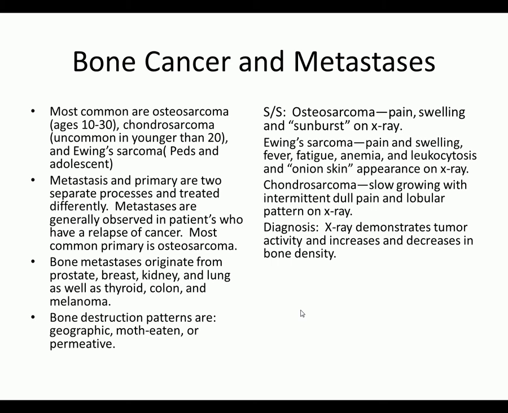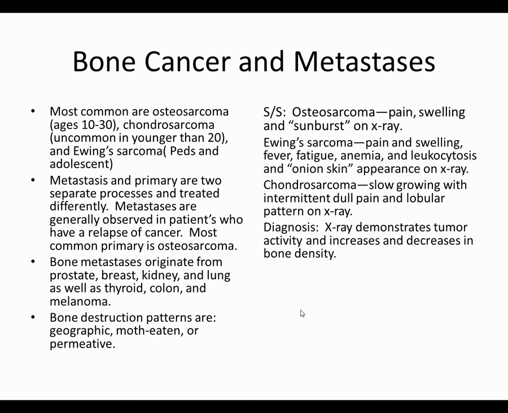Primary tumors are seldom seen after the age of 30. The rate of tumor growth and the response to treatment depends on the type of cancer that it is. There are 3 types of bone destruction. You can have geographic, which has well-defined edges; a moth-eaten pattern, which has less defined edges and can be separated from the bone; and then there is the permeative, which has unclear margins that merge with the normal bone tissue.